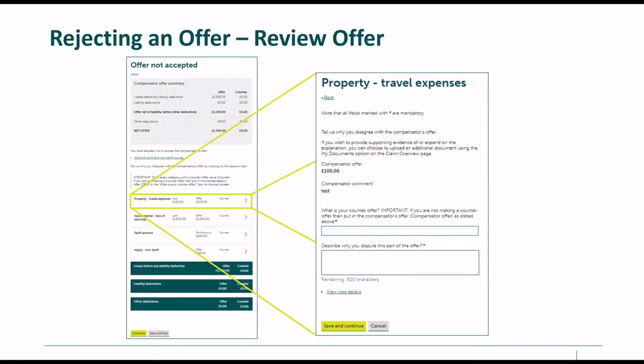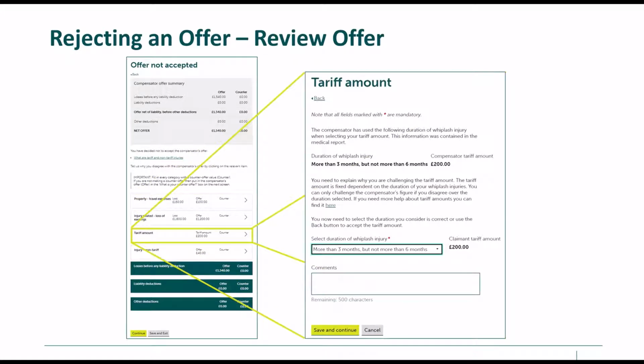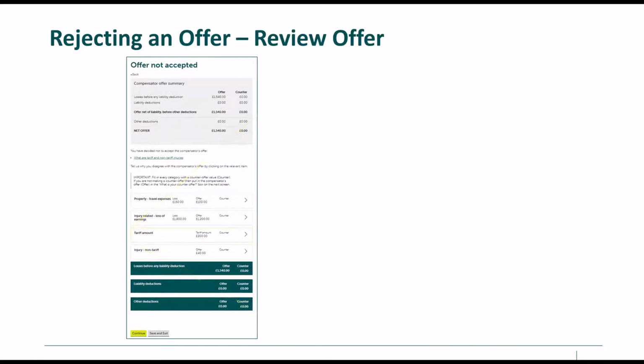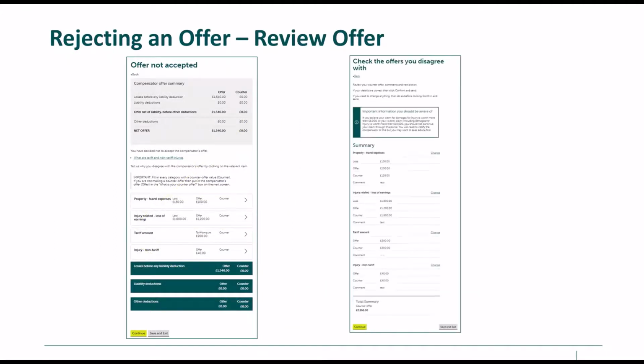If they select something relating to property or non-tariff, they are asked the amount they believe they should be compensated. If the customer selects the tariff amount, they will be presented with the screen shown here. It is explained to the customer that the tariff injury amount is based on the prognosis term. If they disagree with the period chosen, they can choose a different time frame and provide their reasoning. Once the customer is happy with their counter proposal, they will click on to continue and be asked to check the answers they have provided.